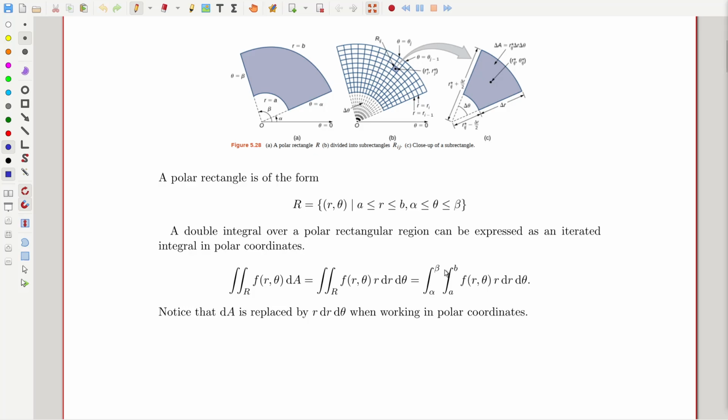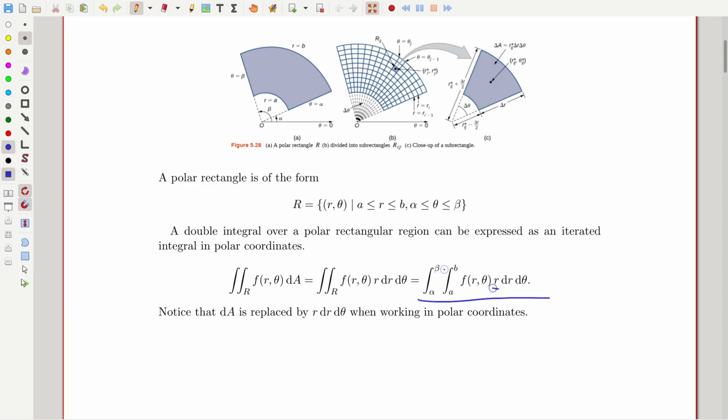And if we have such an expression, then we end up with this kind of an integral. So you'll notice that the inner integral is with respect to the radial direction, and it's from r equals a to b. A and b are just some numbers for radii. And then for theta, for the outer integral, it's from alpha to beta. Alpha and beta should both be angles. And you'll notice that there's this additional factor r here.